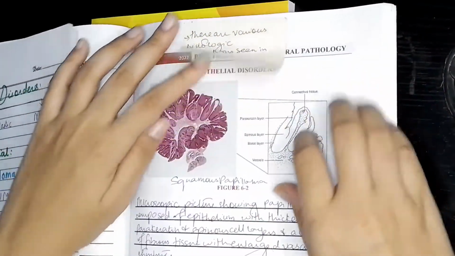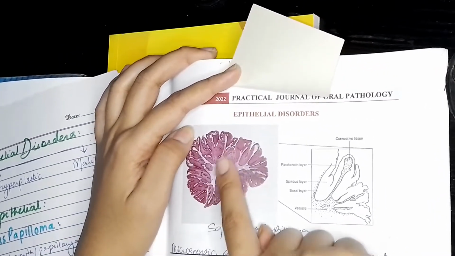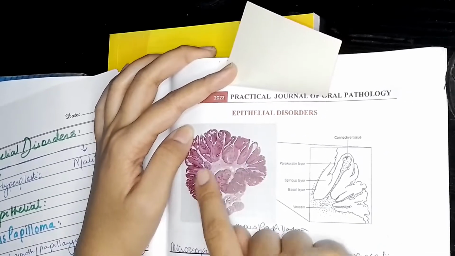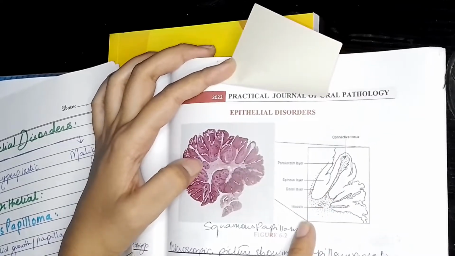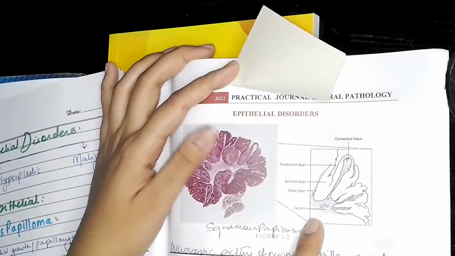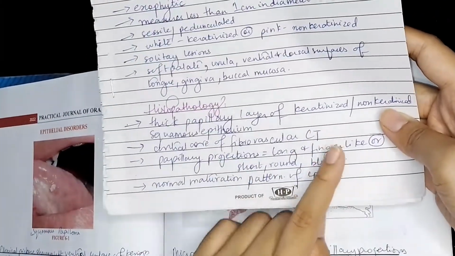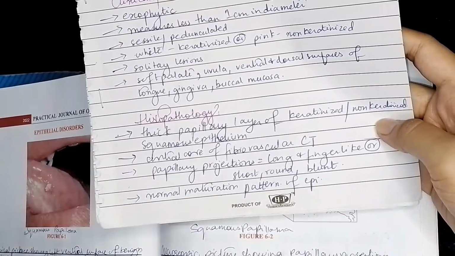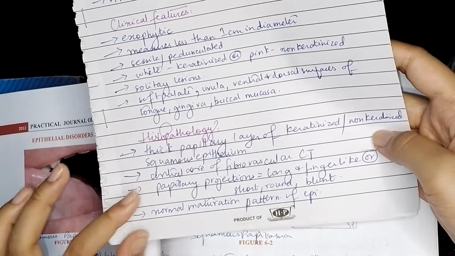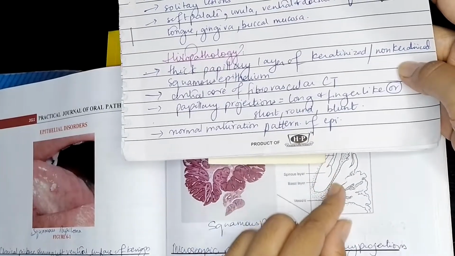If you look at the histopathology here, you will see that there is a layer of connective tissue inside. Then we have the parakeratin layer, the spinous layer, the basal layer, and then there are blood vessels. Histopathology will show a thick papillary layer of keratinized or non-keratinized squamous epithelium. The normal maturation pattern of the epithelium will be intact. The central core will be of connective tissue, which will be fibrovascular.